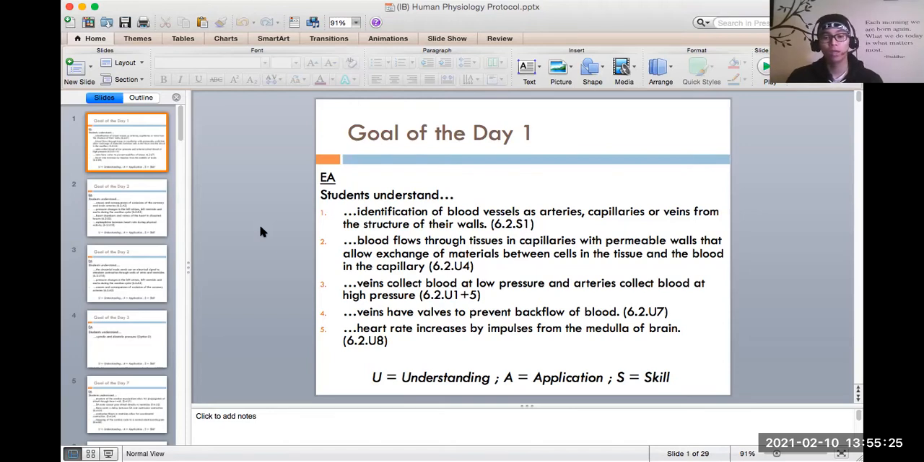Number 3. Students understand that veins collect blood at low pressure and arteries collect blood at high pressure. Yes, we will discuss a little bit about blood pressure today. Not much, but a little. Number 4, veins have valves to prevent backflow of blood. We're going to talk about vein valves today. And then number 5 is that the heart rate will increase based on how the brain reacts to it. Pretty easy, right?